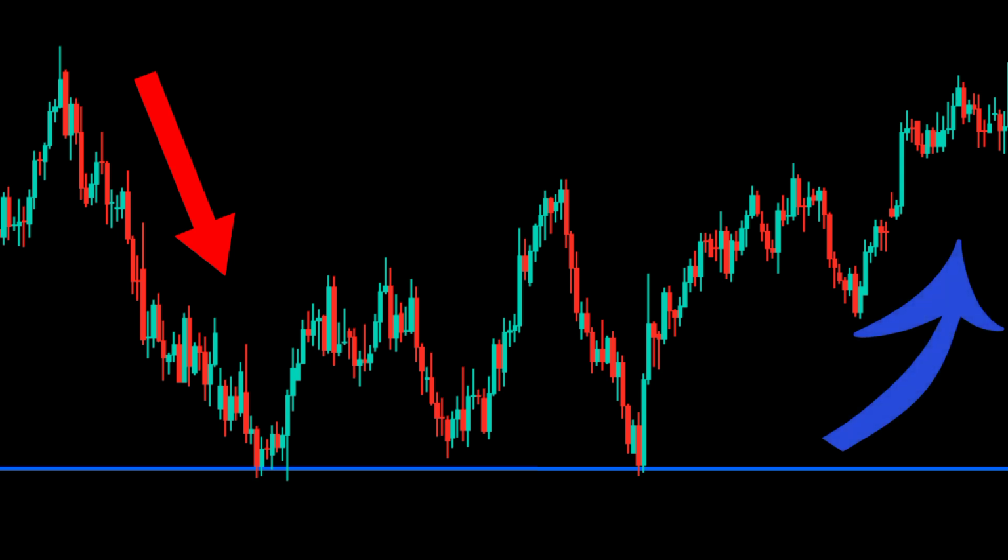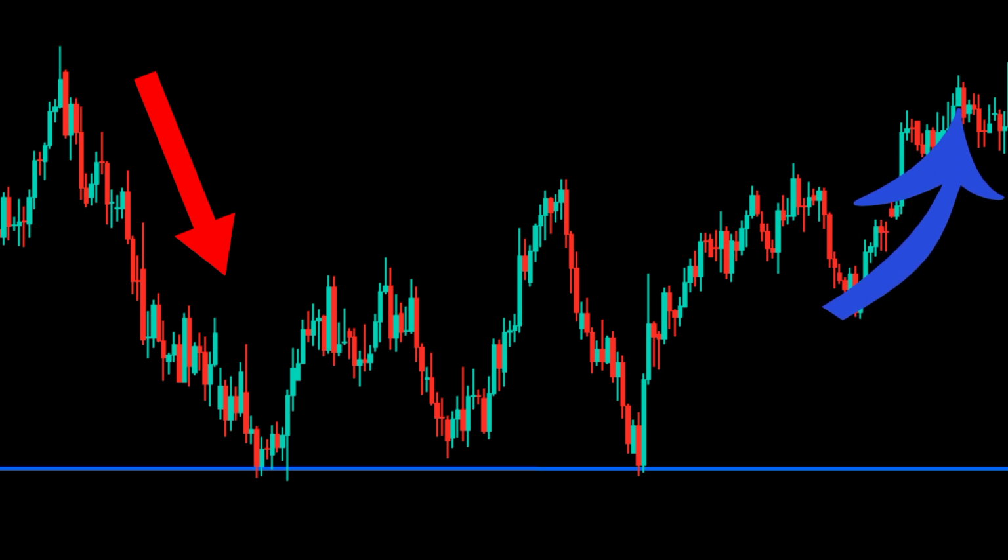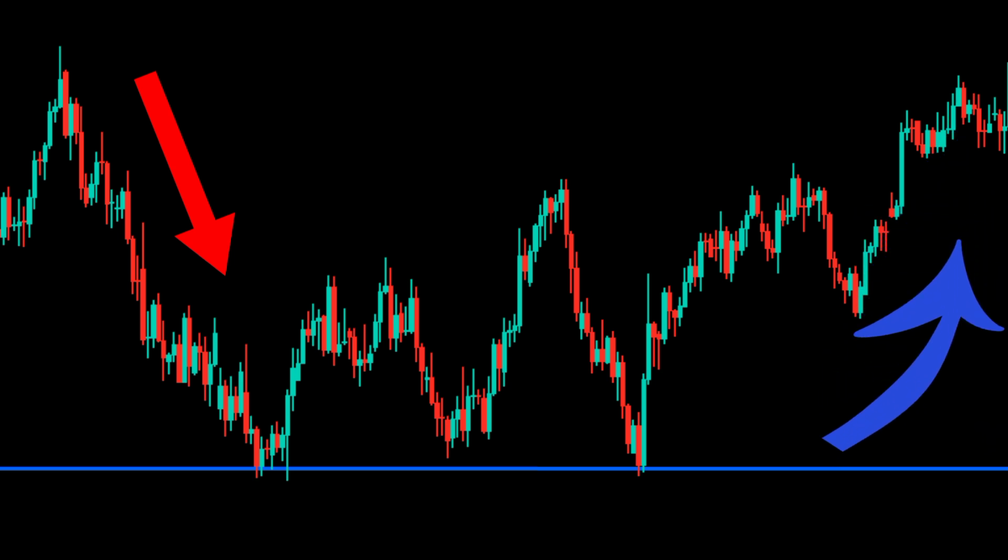When demand for a currency is high and supply is low, the currency's value begins to rise in an uptrend. Meanwhile, when demand is low and supply is high, the currency's value depreciates and begins to fall in a downtrend.